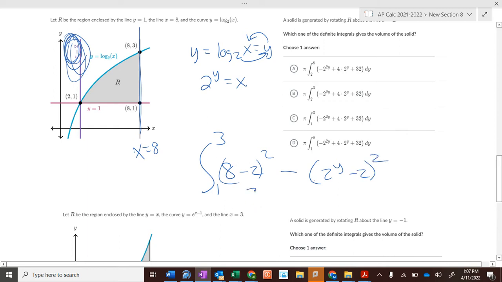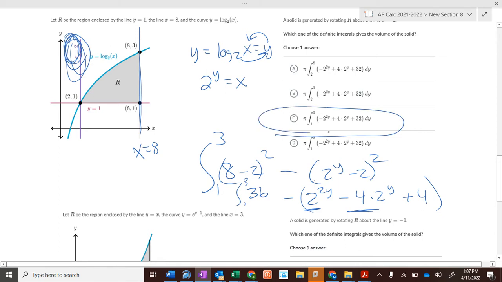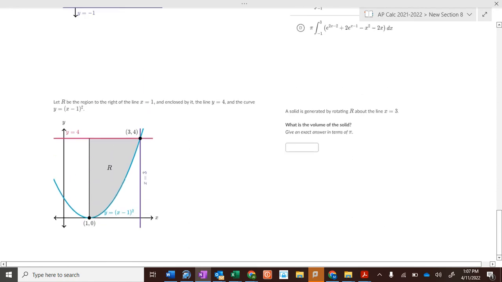So it's 6 squared, which is 36, minus 2 to the 2y, so that'd be 2 times, or 4, so it'd be minus 4 times 2 to the y, plus 4. And 36 plus 4 is 40... no, 36 minus 4 is 32, so it's got to be 32 minus this plus this. So 32, this is negative, so it must be this one. Okay? Do you need to see any more? Okay.